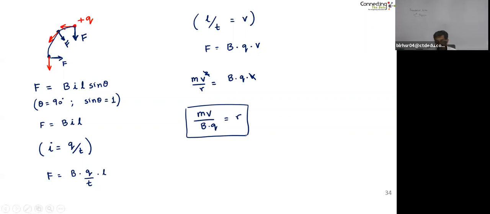So what we have determined is that the force that acts on the charged particle is always perpendicular to its instantaneous velocity. It acts as the centripetal force. The charged particle begins to describe a circular motion when inside the magnetic field, and the radius of this circular path is given by this expression. So this r is the radius, right? This is the expression that we have derived.